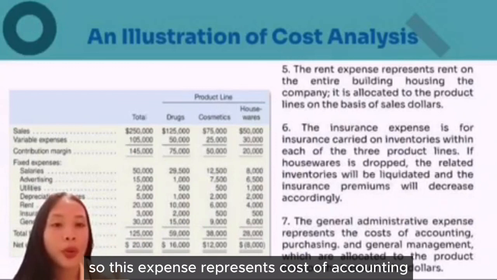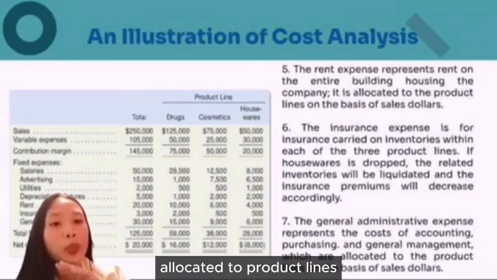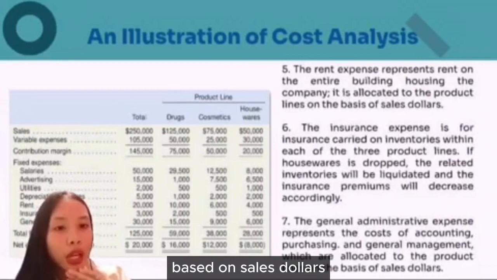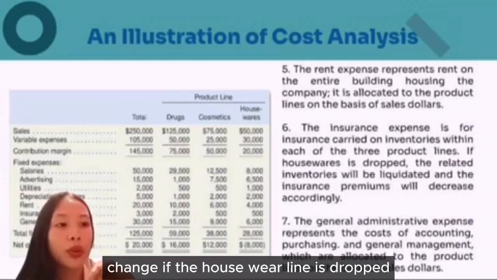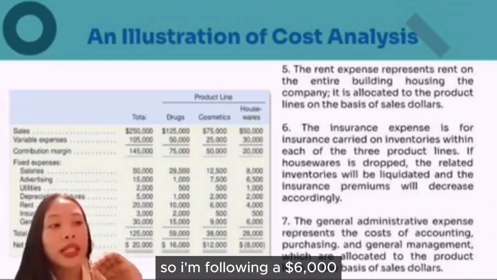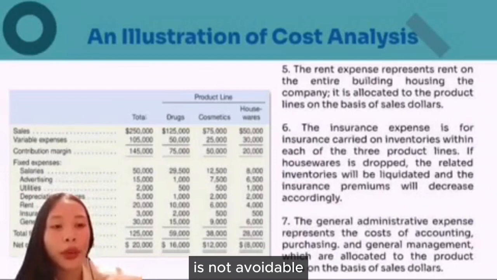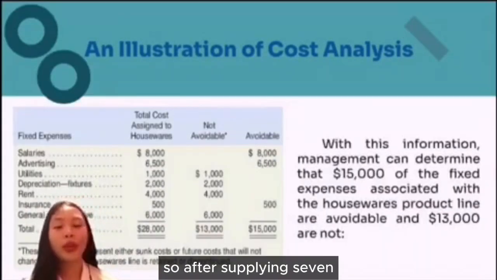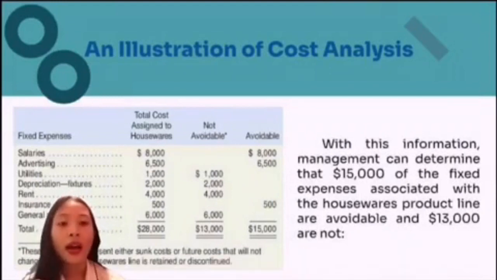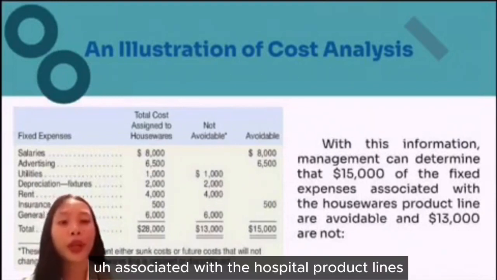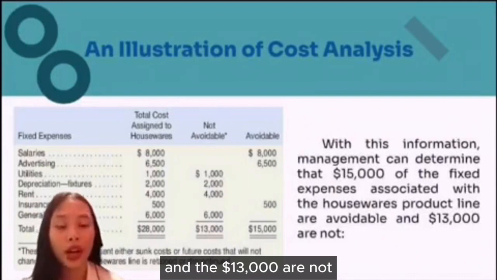This expense represents the cost of accounting, purchasing, and general management allocated to product lines based on sales dollars. This cost will not change if the housewares line is dropped. So the full $6,000 assigned to housewares is not avoidable. After point 7, we can see here that the $15,000 of the fixed expenses associated with the housewares product line are avoidable and the $13,000 are not.